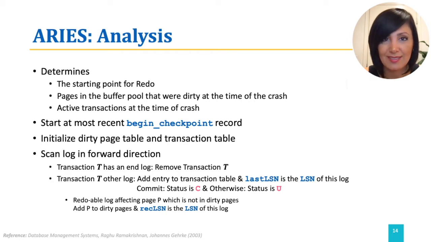If the transaction is a redoable transaction that affects a page which is not yet recorded as a dirty page, it adds the page to the dirty pages and sets the pointer of the dirty page table entry to the log sequence number of the current record. By the end of these steps, the transaction table includes the list of all active transactions at the time of the crash, and the dirty table includes all dirty pages at the time of the crash. We are now ready to proceed with the redo phase.